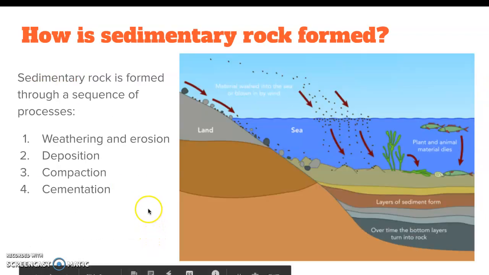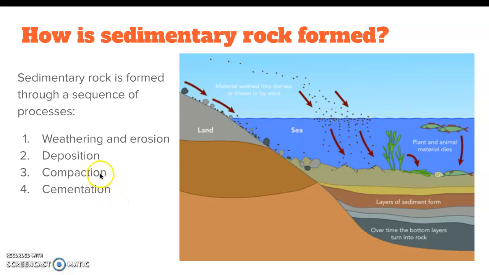So what is this process? There's a four-step process your book goes through in terms of how sedimentary rocks form. We're going to go through each of these in a little bit of detail, but I like this picture because it kind of summarizes it. So first you're going to have weathering and erosion.